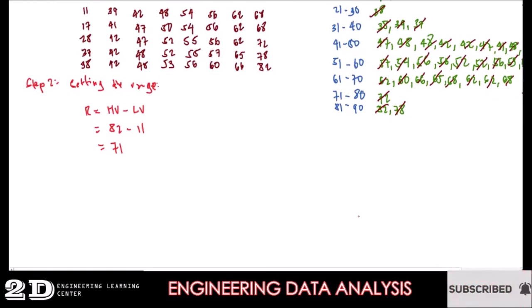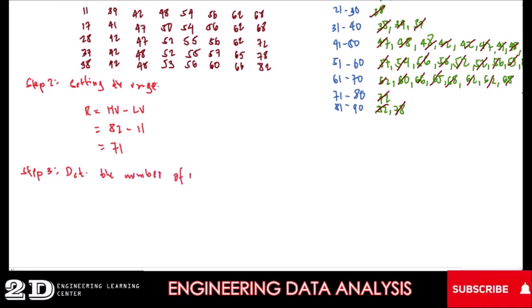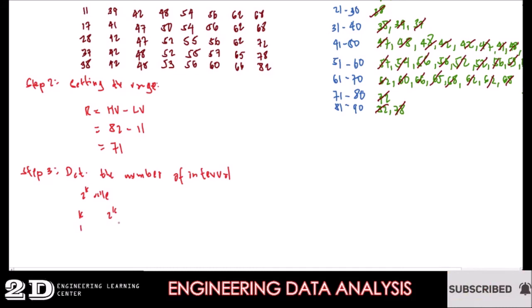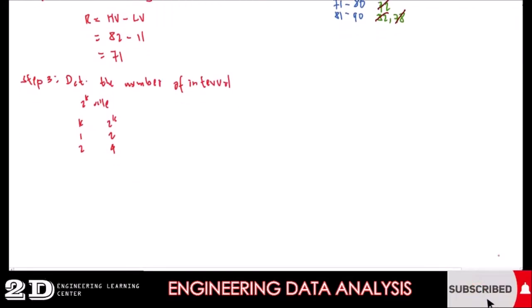Now we will try to determine the number of intervals. So that is step 3: determine the number of intervals. Usually in getting the number of intervals, we have the 2 to the k rule. So if this is our k, this is 2 to the k. For example, for 1, 2 to the power of 1 will be 2. 2 to the power of 2 will be 4. And let's just continue this one here.